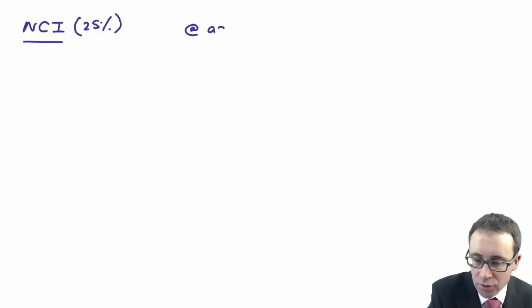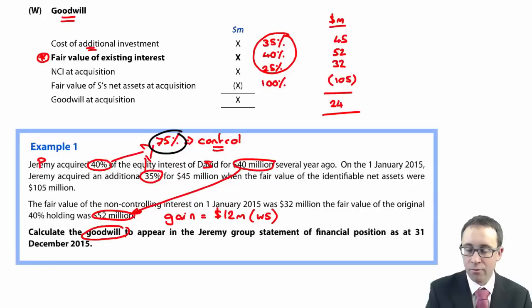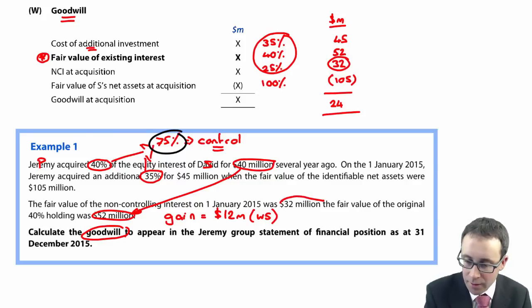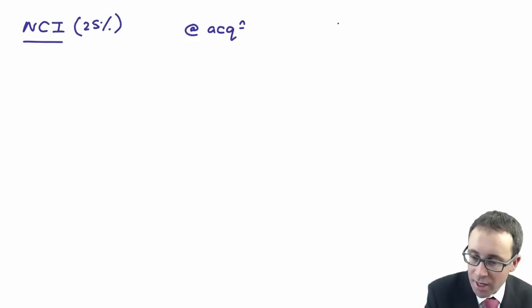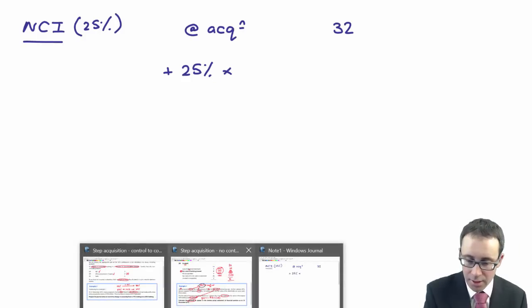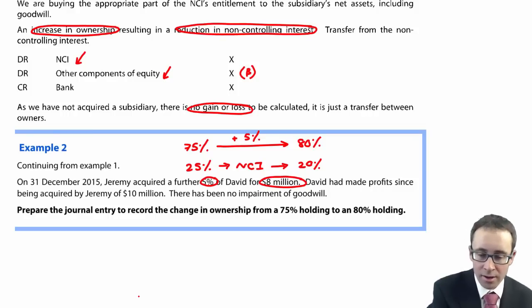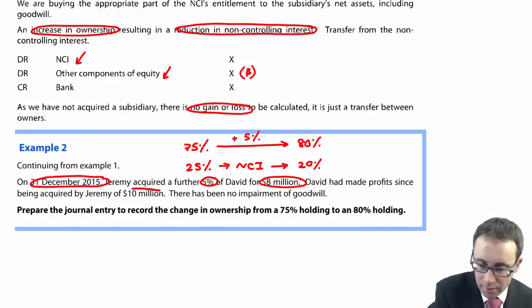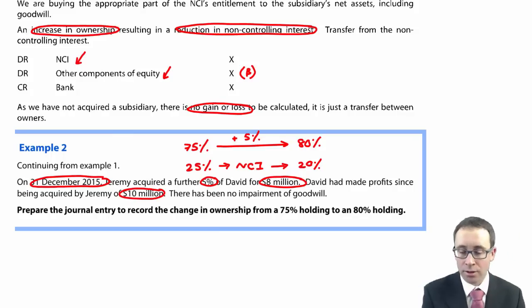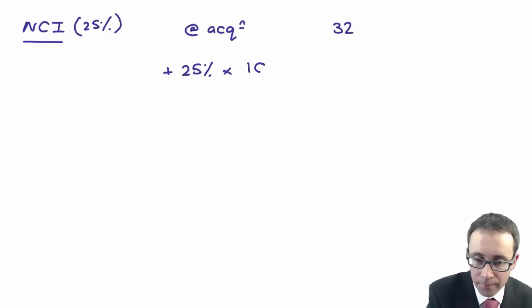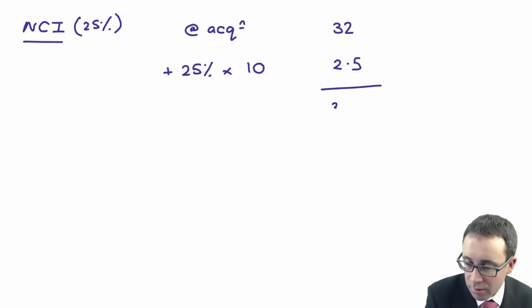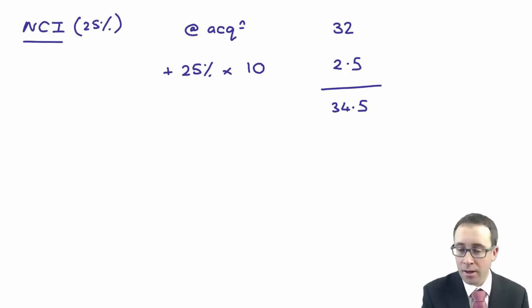So what you've got there is the non-controlling interest that we had at acquisition. Going back to example number one, the NCI at acquisition was that 32 million, wasn't it? So the NCI acquisition was 32. Then we need to add on 25% of the post-acquisition movement in net assets. Remember, we gained control of the subsidiary on the 1st of January 15. We've changed the ownership on the 31st of December. Since the acquisition, there has been $10 million worth of profits. So 25% of 10 is 2.5, which gives me 34.5. Okay, so that's what the NCI was.